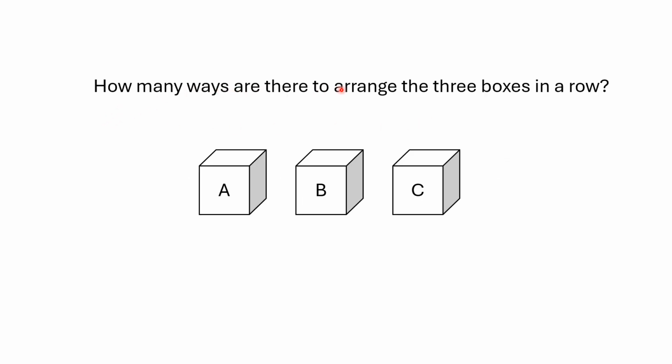How many ways are there to arrange the three boxes in a row? We have three distinct boxes, A, B, and C. Think about that for a second and we'll give you the answer on the next slide.